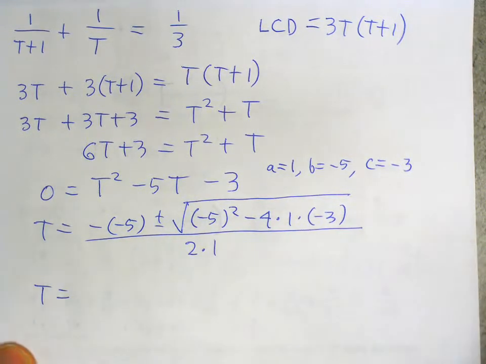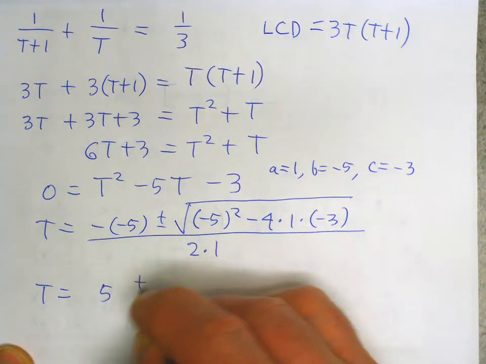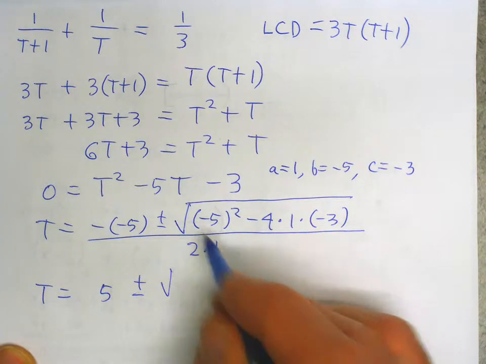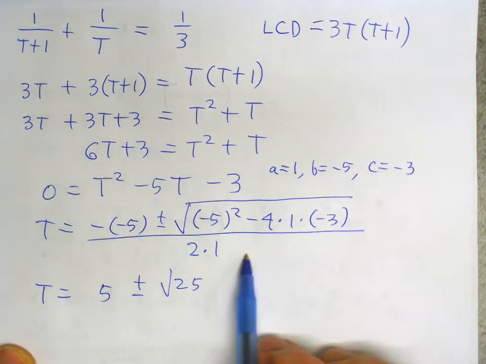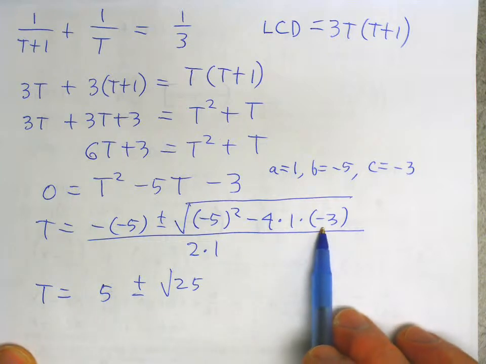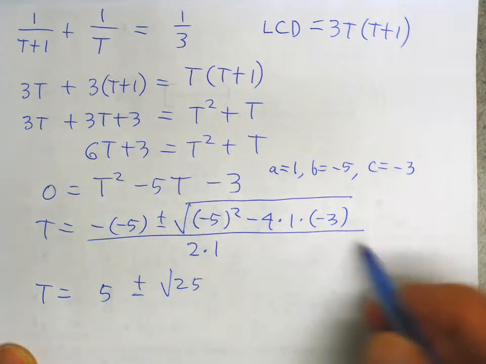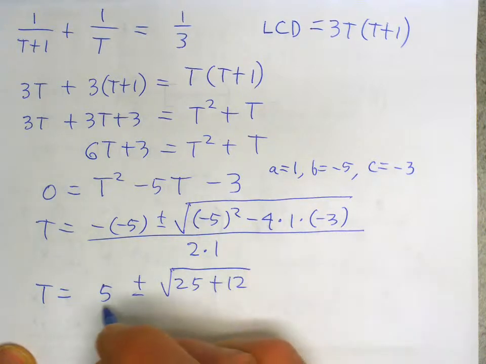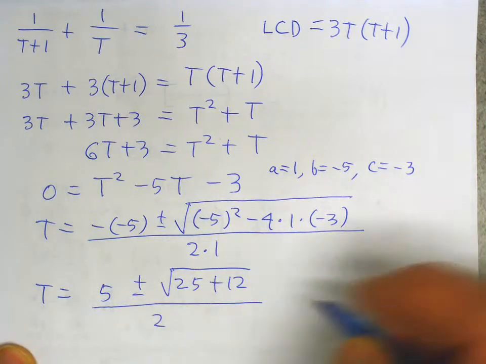And then the negative of -5 is 5 plus and minus the square root of the number -5 squared is 25. And we're subtracting 4 times 1 times -3. We're subtracting -12, which is equivalent to adding 12. And then we're dividing it all by 2.